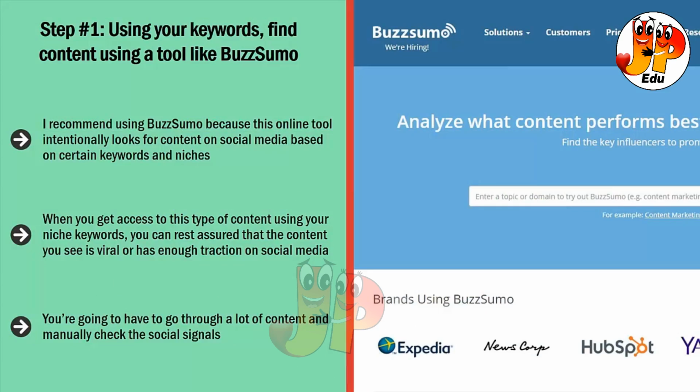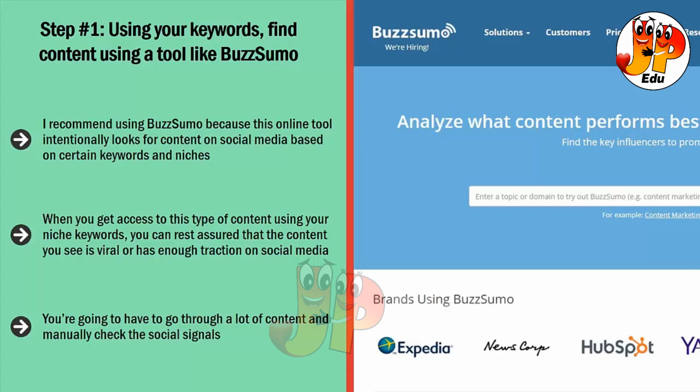I recommend using Buzzsumo because this online tool intentionally looks for content on social media based on certain keywords and niches. It then ranks this material based on their social engagement levels. When you get access to this type of content using your niche keywords, you can rest assured that the content you see is viral or has enough traction on social media.